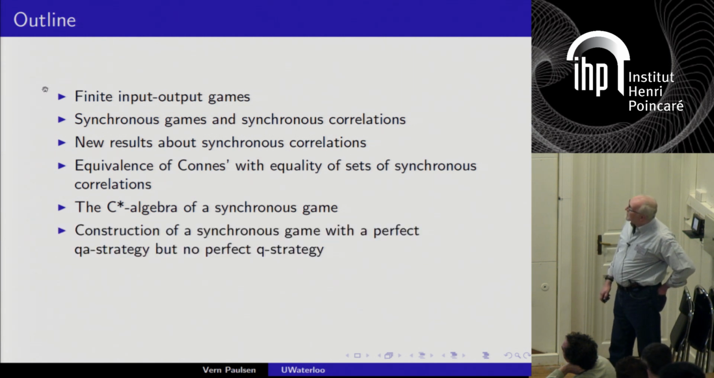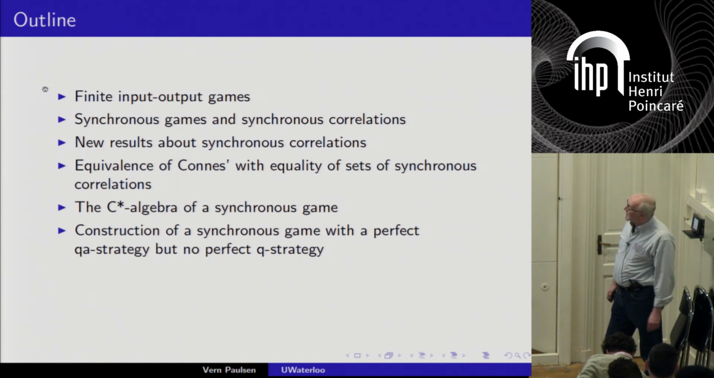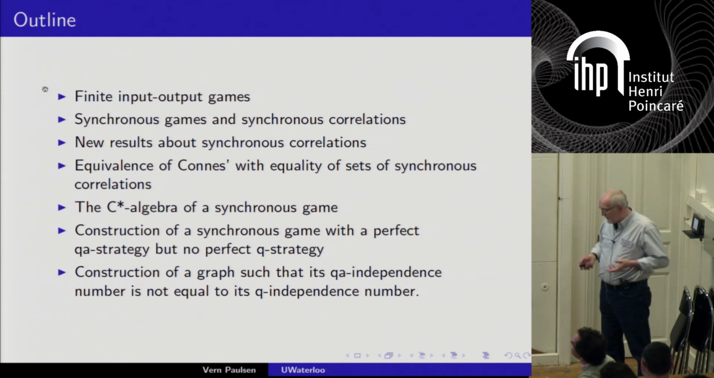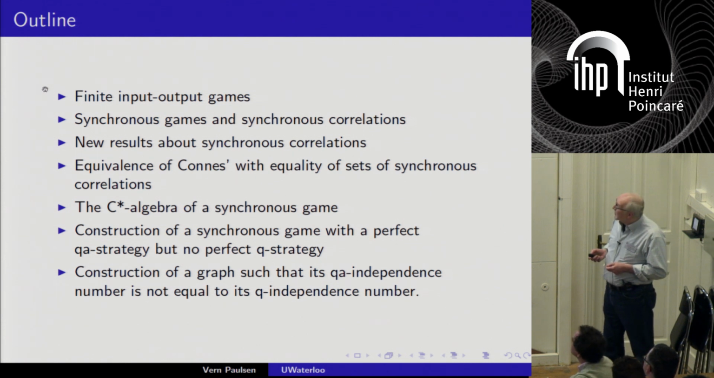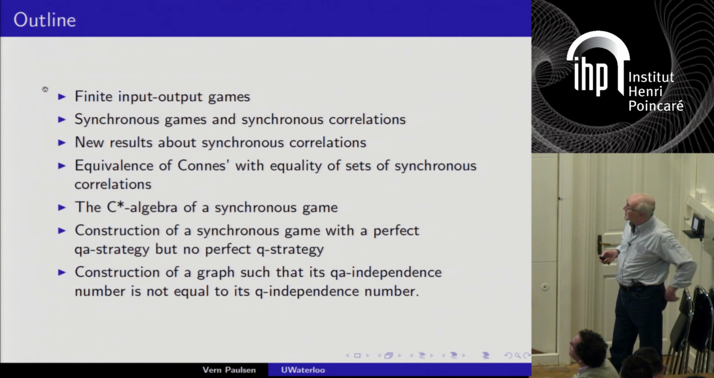And then we'll construct a synchronous game with a perfect QA strategy, but no perfect Q strategy. And that'll show that the corresponding synchronous sets, QA and Q, are not the same. And from that, we'll be able to construct a graph. There's a lot of theory of quantum graph theoretic parameters, and we'll be able to construct one so that its quantum independence number is strictly smaller than its QA independence number. So I'll explain what all these things mean as we go along.